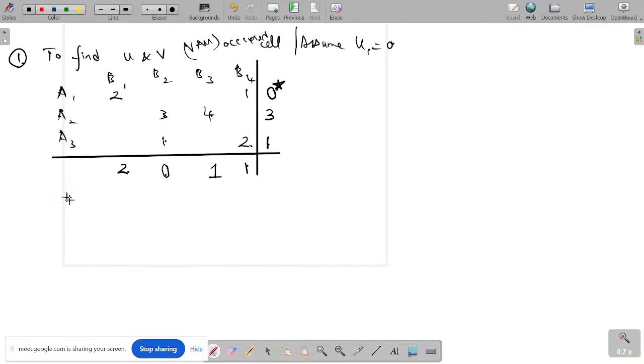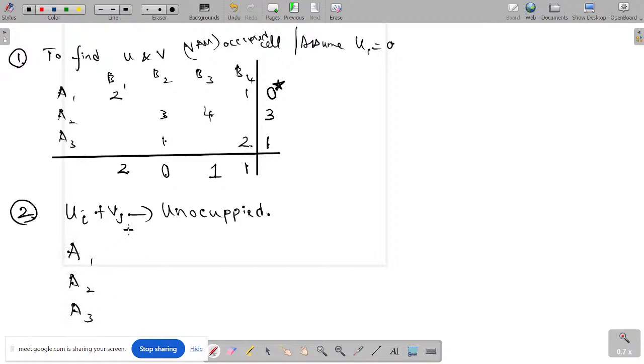Let us go for table number 2. Shall I proceed? In the first table, we find Ui, and in the second table, you find Ui plus Vj values for the unoccupied cells. So let us have the cells A1, A2, A3, B1, B2, B3, B4. This is unoccupied, this is unoccupied, here is unoccupied, and here it is unoccupied, here is unoccupied, here is unoccupied. So we'll go for the values: the Ui values.